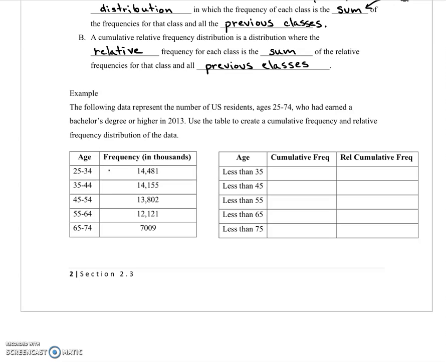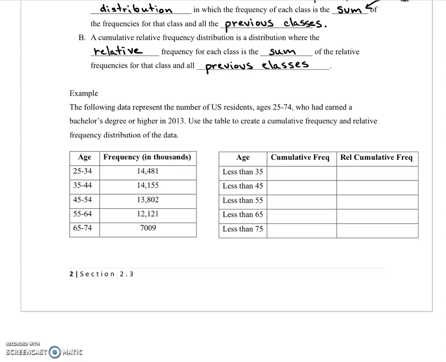So, you see, instead of naming our first class 25 to 34, we're calling it less than 35. And that's because 35 is the beginning of our second class. For our cumulative frequency distribution, our second class says less than 45, and that's because 45 is the third class's lower limit. So that's how we determine the classes.